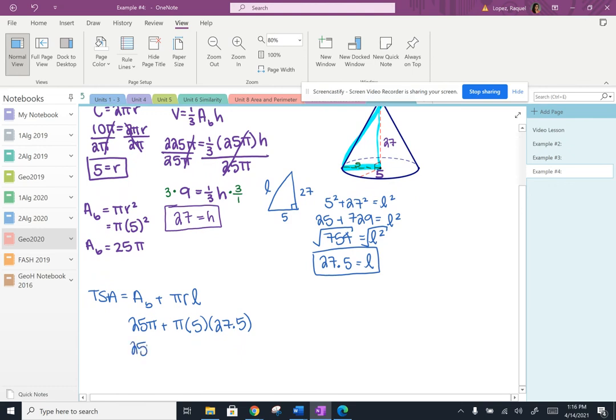And I end up with 25 pi plus 137.5 pi for a grand total of 162.5 pi as our total surface area. And now we've answered the question.